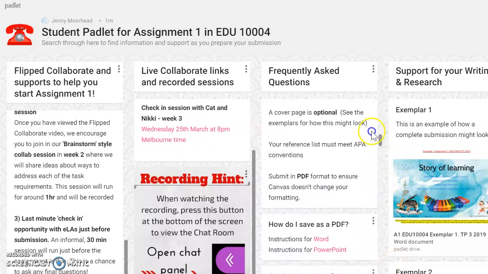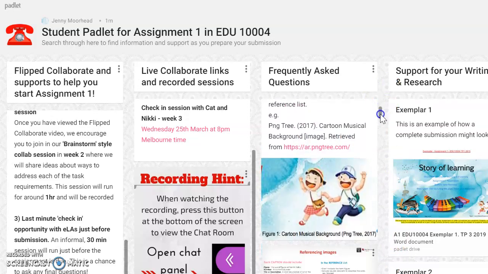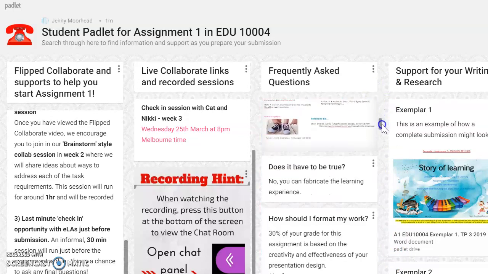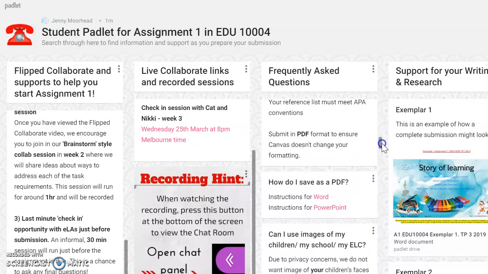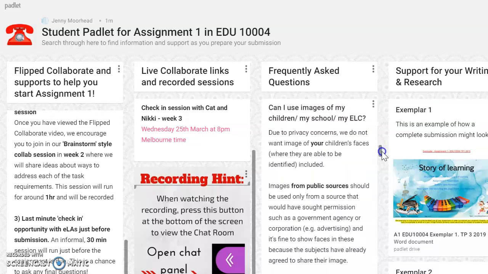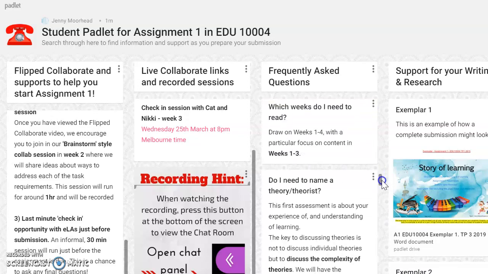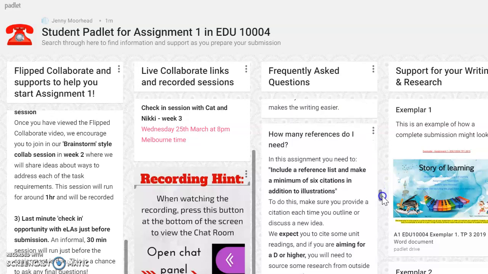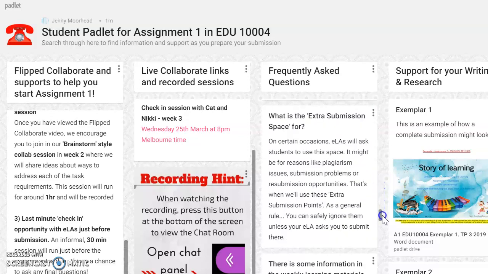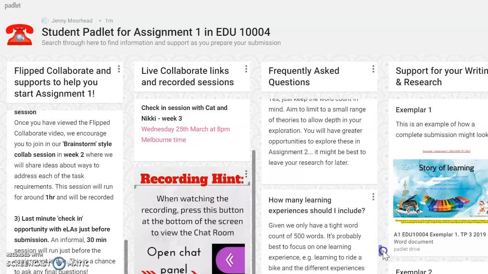Okay, over here we have lots and lots of frequently asked questions. How do I cite an image? How do I reference an image? Does it have to be true? How do I format my work? How do I create a PDF? So you can see lots and lots of questions there. We've tried to give you anything that might pop up for you. Do I need to name a theory or a theorist? Lots of information there. Please have a look through, and if there's anything that isn't covered here, make sure you share it with your ELA.